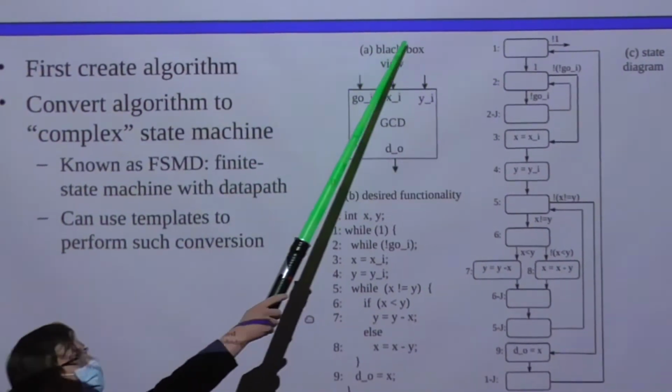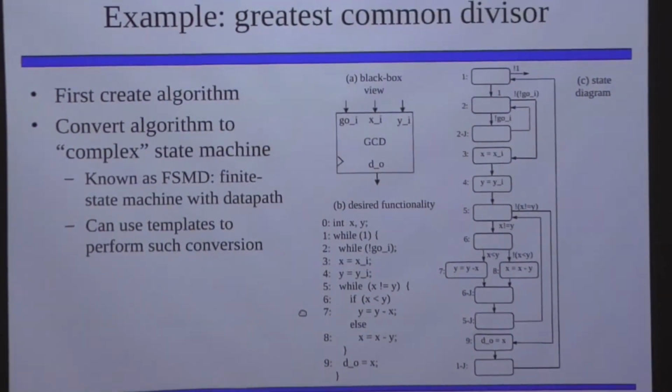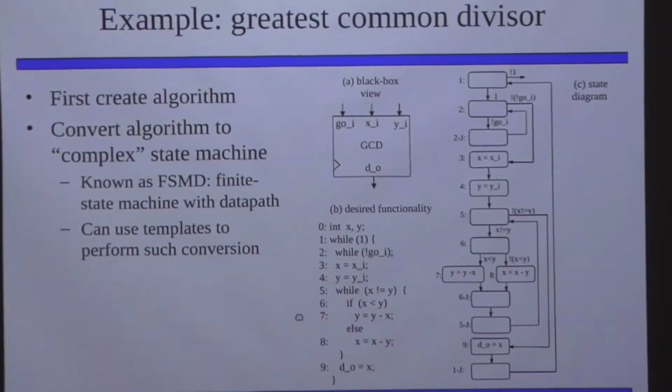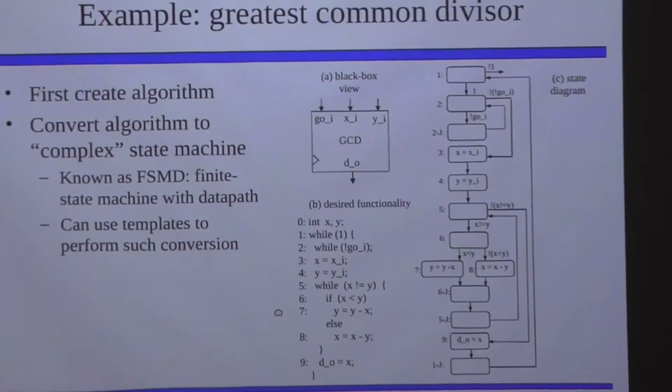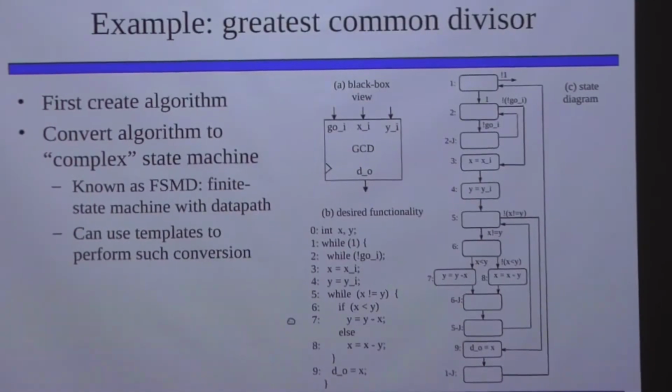Greatest common divisor. The greatest common divisor of two numbers is the largest number which evenly divides both of them. It's kind of interesting.